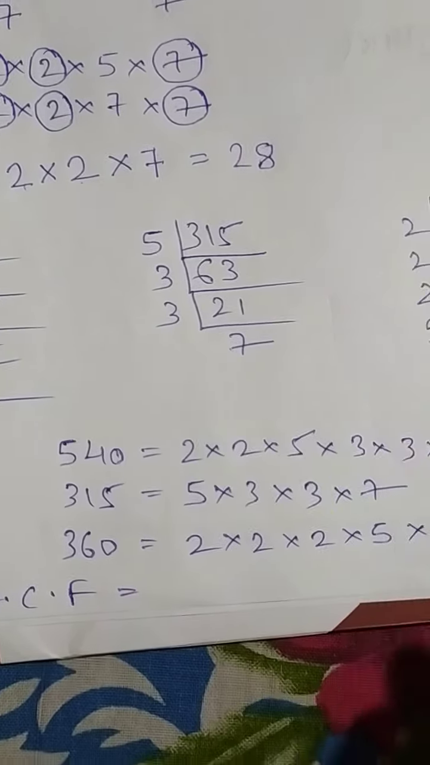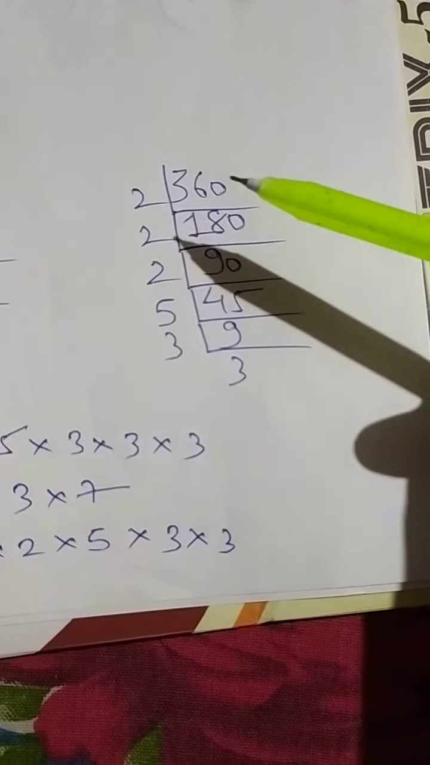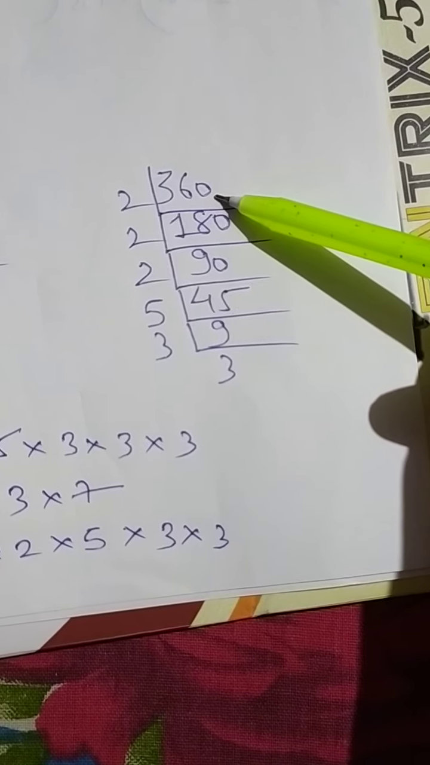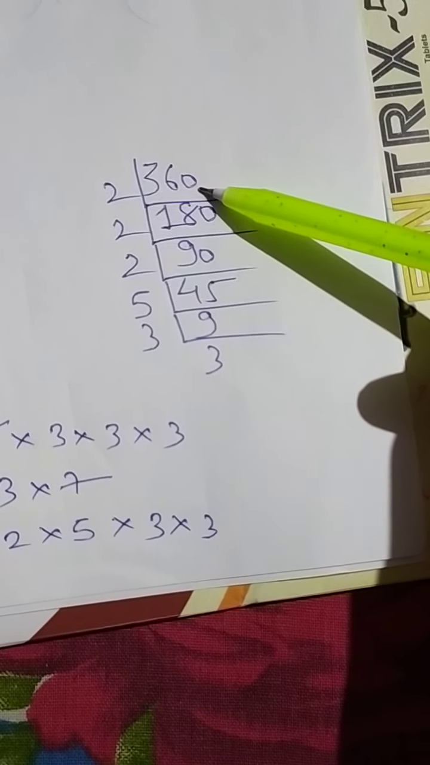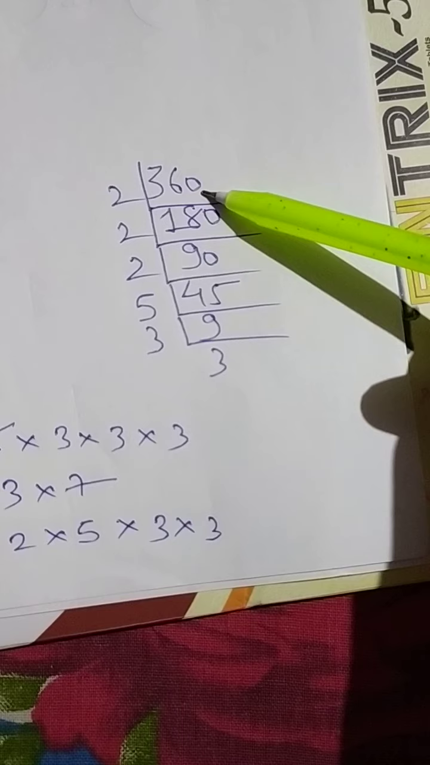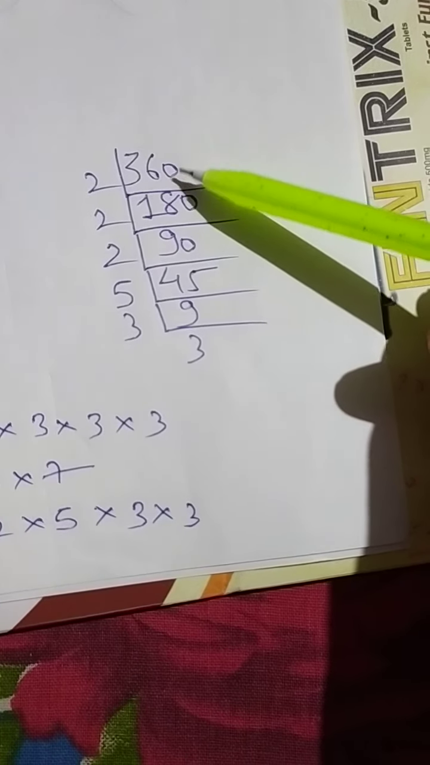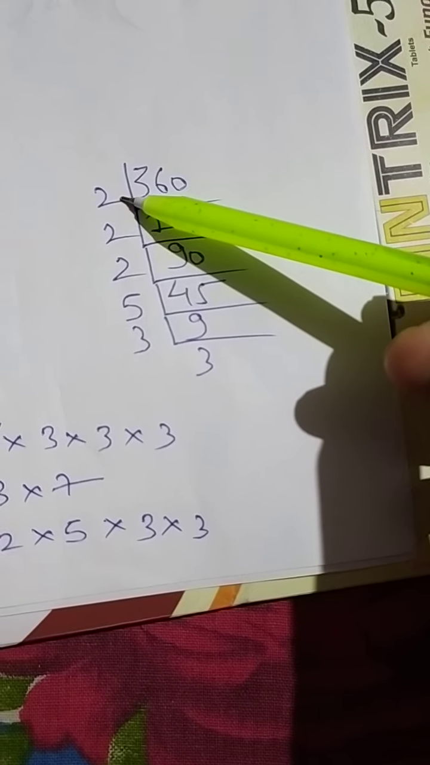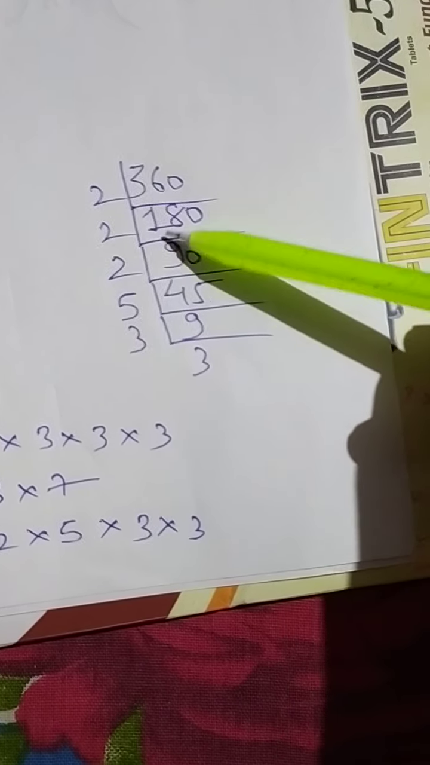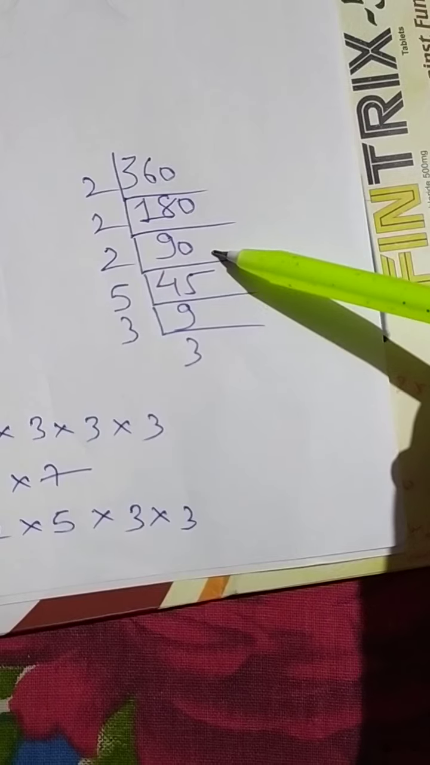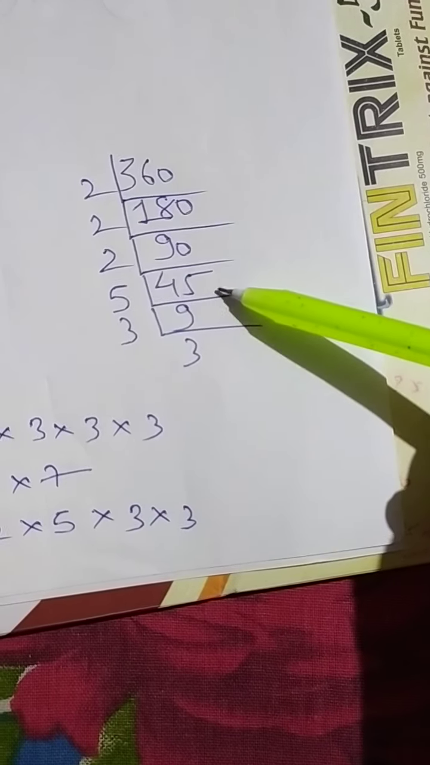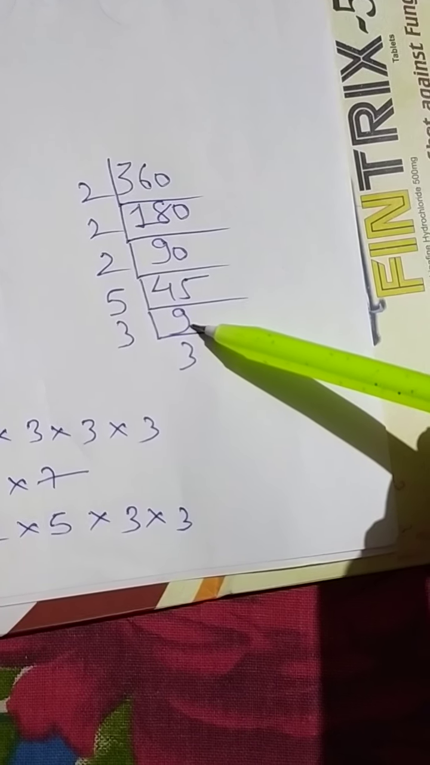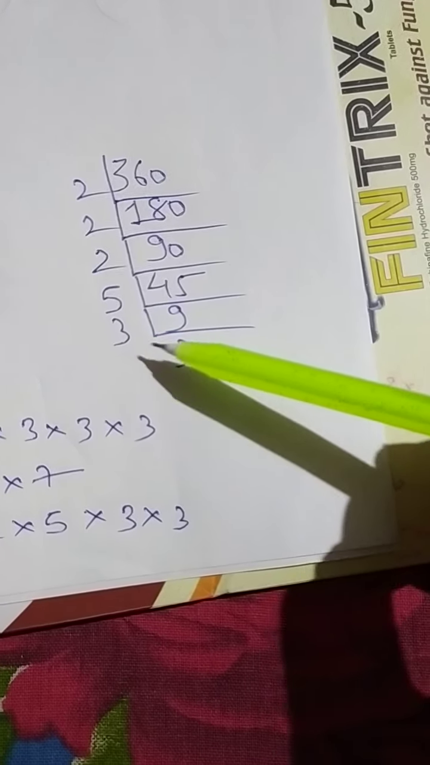Next one, 360. 360 divided by 2, 180. Now listen, 360 is also divisible by 3 and also by 5. Both are prime numbers. You can use any one. You can use 2 here, 3 here, or 5 here. No problem. I have started with 2. So 2 into 180. Again 2 times 90. Again 2 times 45. 5 times 9. And 3 3s are 9.